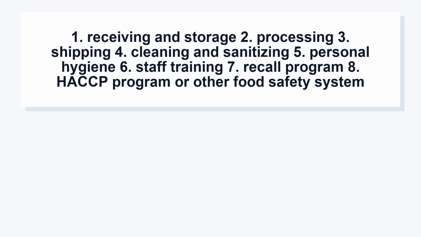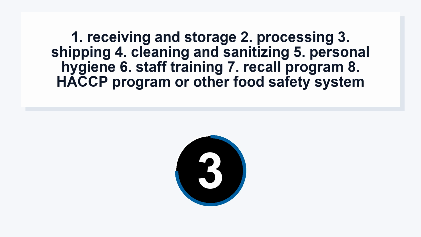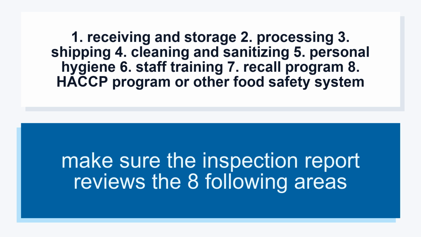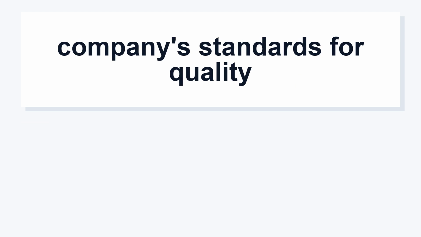1. Receiving and storage. 2. Processing. 3. Shipping. 4. Cleaning and sanitizing. 5. Personal hygiene. 6. Staff training. 7. Recall program. 8. HACCP program or other food safety system. Make sure the inspection report reviews the 8 following areas. Company standards for quality.